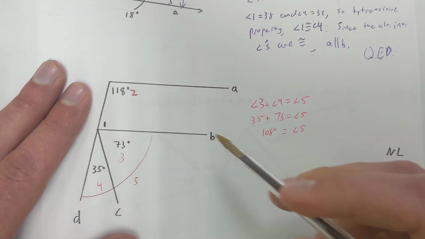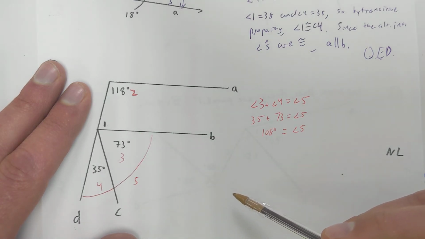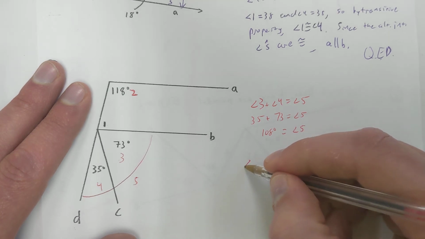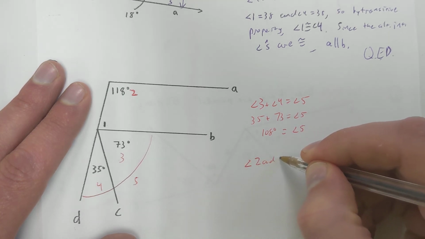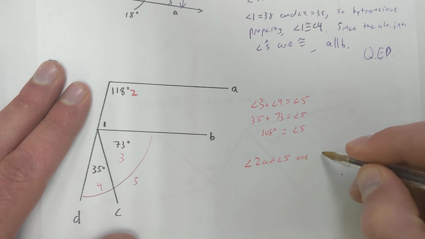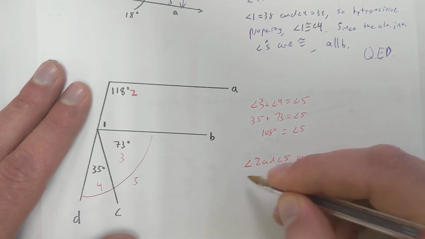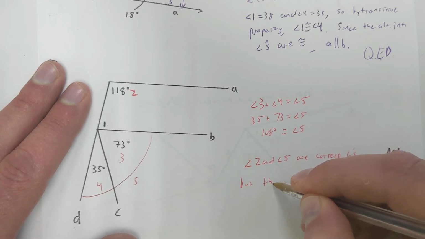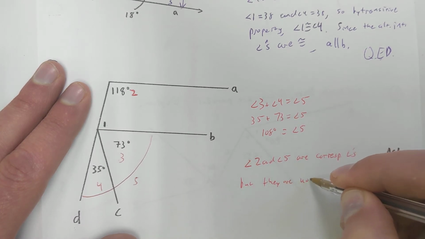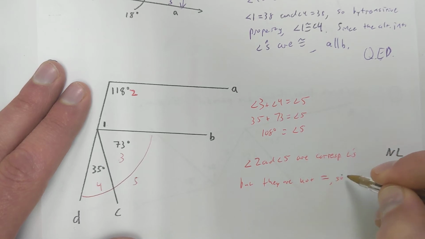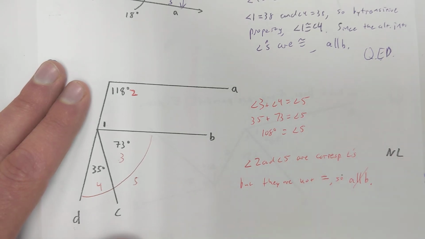Angle 5 and angle 2 are corresponding angles, but they're not equal. So we can say angle 2 and angle 5 are corresponding, but they are not equal or congruent, so A is not parallel to B. That's one way we can do it.